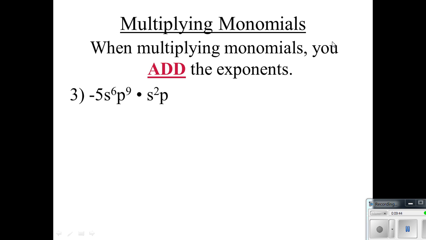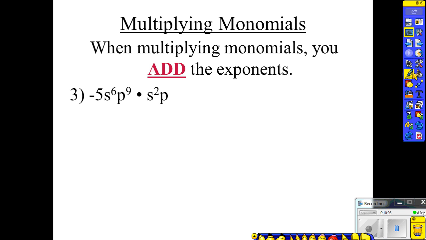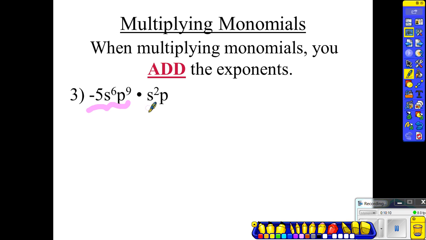Okay, next example. Negative 5 s to the power of 6 p to the power of 9 times s squared times p. All right, let's have our third example. So we are multiplying this monomial by another monomial.